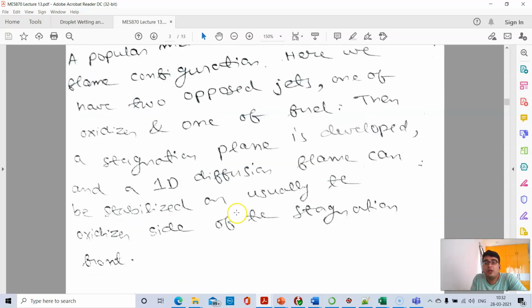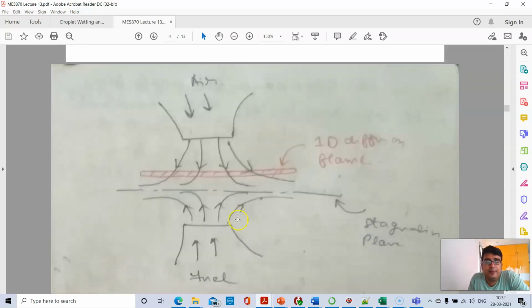Okay, so let's look at the figure here. So here you have two opposed jets. Okay, suppose in an inert atmosphere you can think of an air jet from the top and a fuel jet from the bottom. Okay, and in this case they are opposing jets, so the flow kind of collides with each other and a stagnation plane is formed.